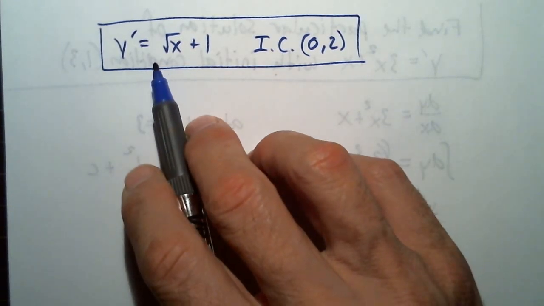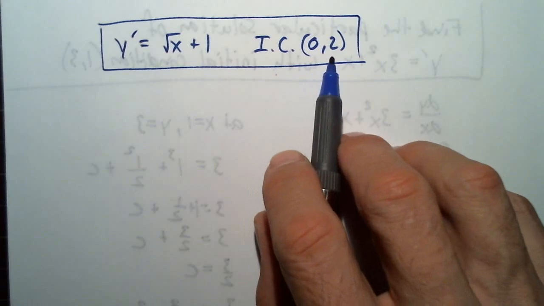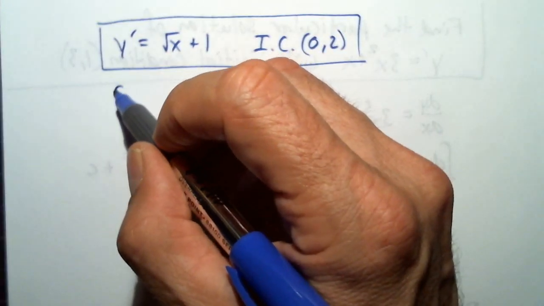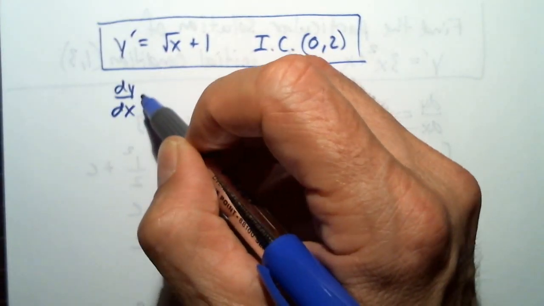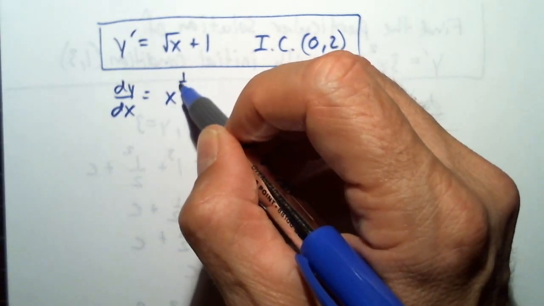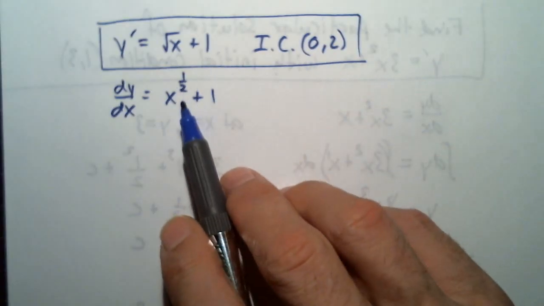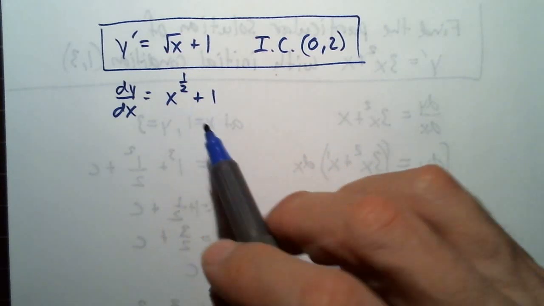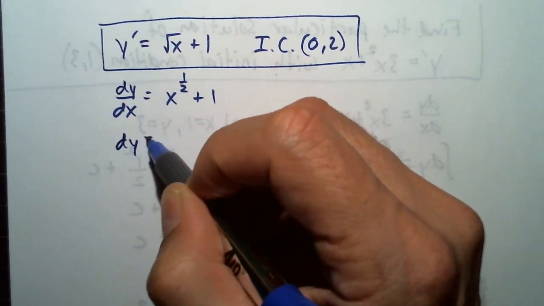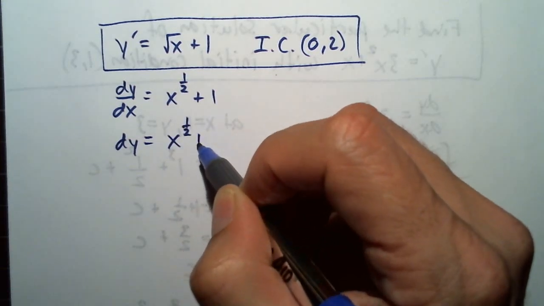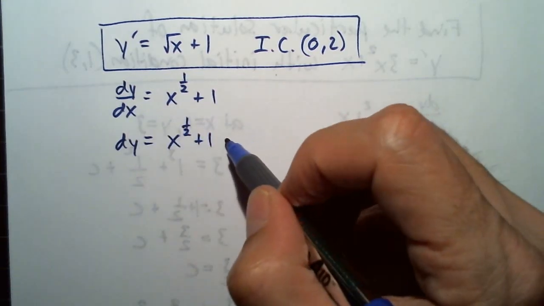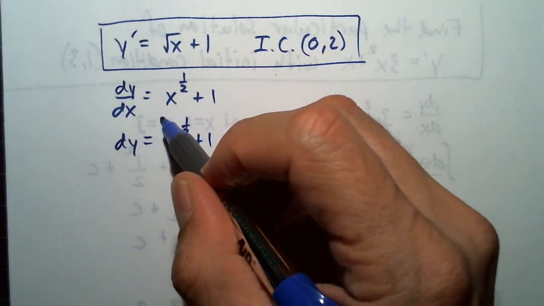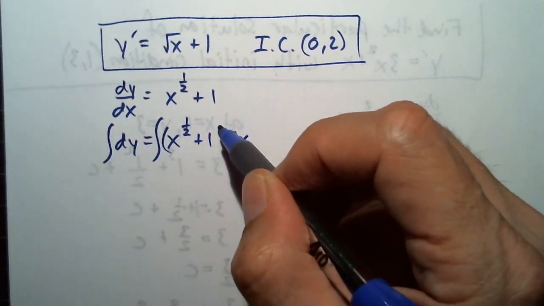Find a particular solution with the initial condition 0, 2. So we want to write it as dy dx, x to the 1/2. If we're going to do the power rule, we want to have that fractional exponent. And we'll multiply by the differential of x. We're going to integrate.